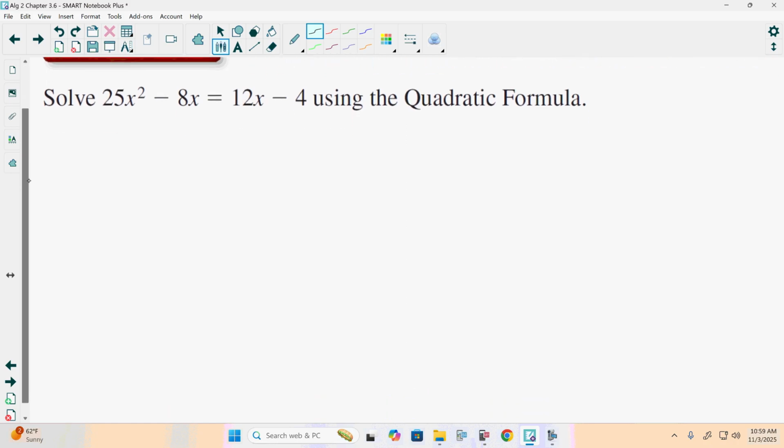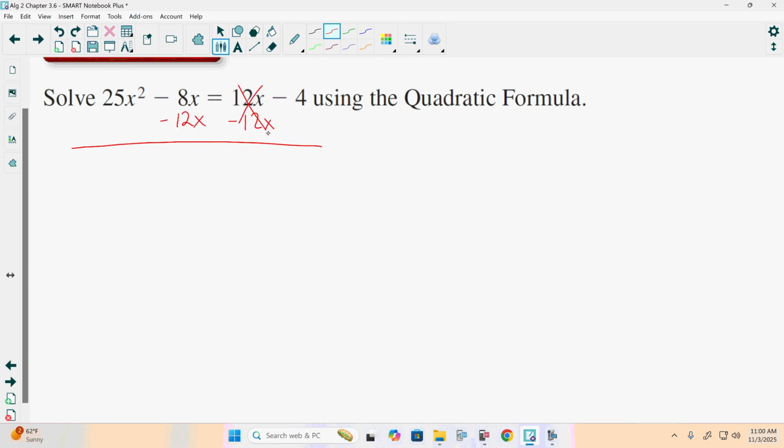25x² minus 8x equals 12x minus 4. Again, we need to get this equation equal to 0. Up to this point, all we've had to do is move a single term over, and we're good. Here, we're going to need to move 2. We can either move the 25x² and -8x, or we can move the 12x and -4. What do we want to move first? 12x. And we can do that by subtracting 12x from both sides.